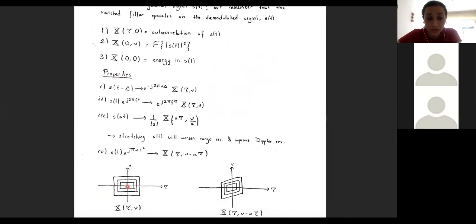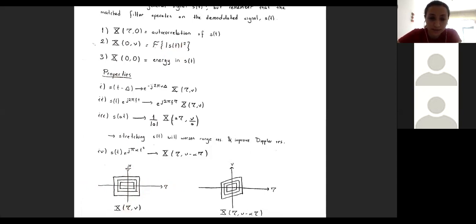At the origin, you have the energy of s(t). If you look at the slice along this axis, you see the autocorrelation function of the signal. So it's a time domain signal that you observe along the slice. But if you look at the slice along the v direction, along this axis, what you see is a frequency domain signal. It's the Fourier transform of the magnitude square of the signal.